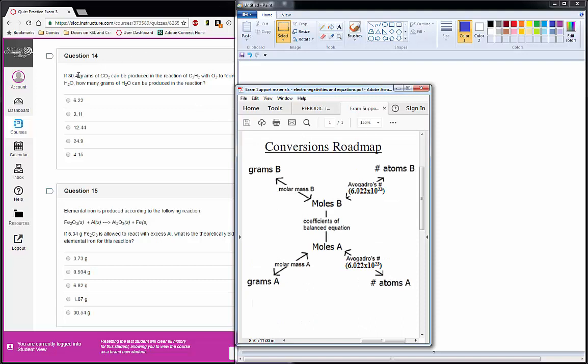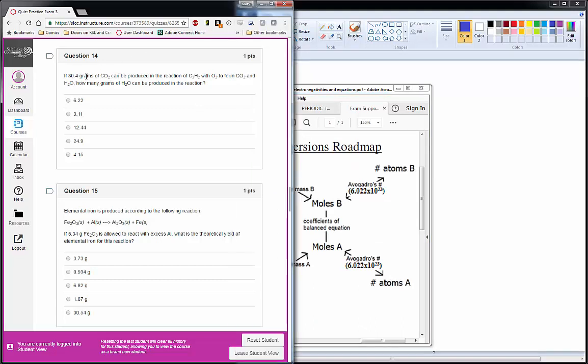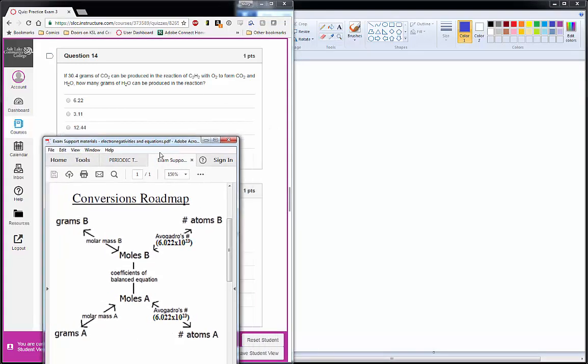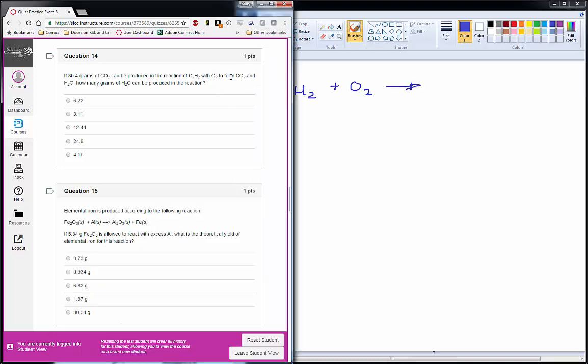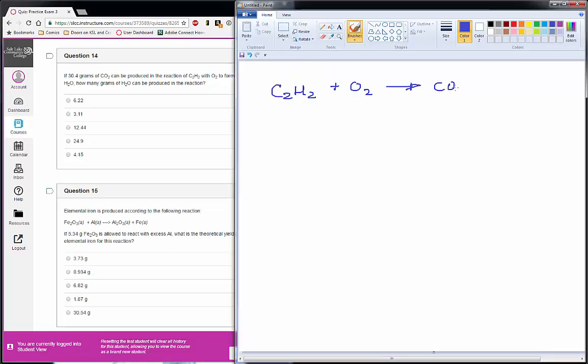So they're giving us this equation. Carbon dioxide produced in the reaction of this with that to form that and that. First thing I'm going to do is write that reaction down because the words are not terribly helpful. But if I have C2H2 reacts with oxygen to form, that means I'm going to form products, CO2 and H2O. Oh, this is a combustion reaction.